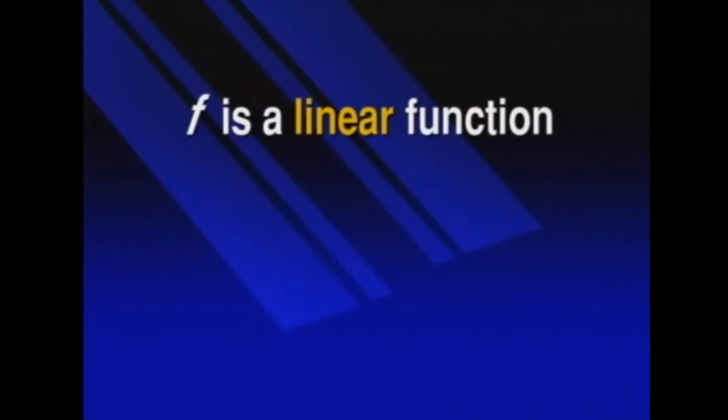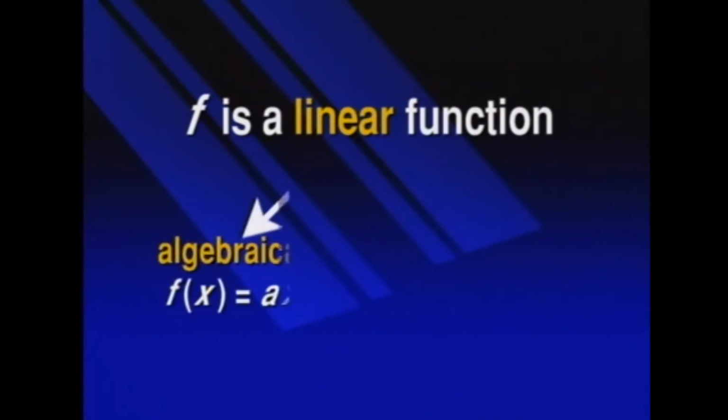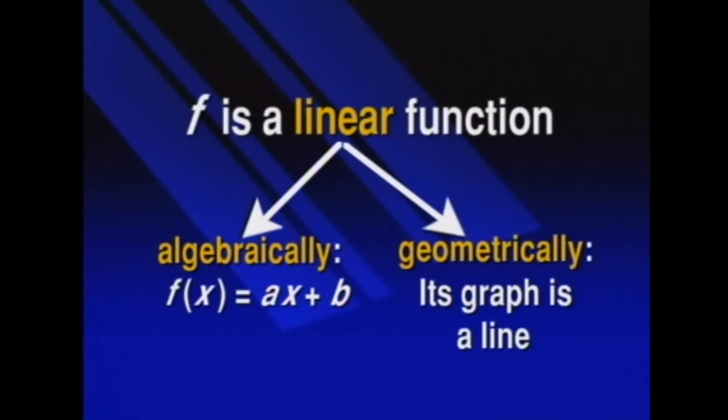Our final remarks for the class, I'd like to recap right now. As you can see on the next visual, I'd like you to remember that a function is linear if and only if the algebraic expression is ax plus b and the geometric representation is a line. Those are the two meanings of linear. Algebraic is the equation, geometric is the line.